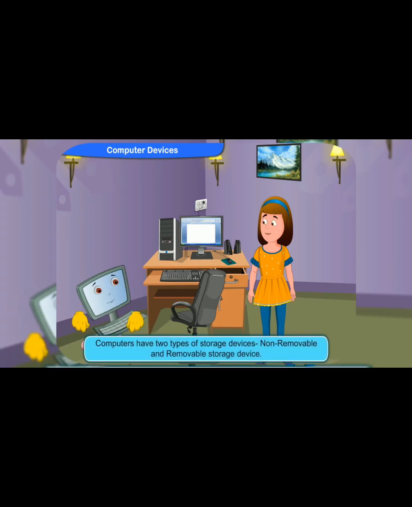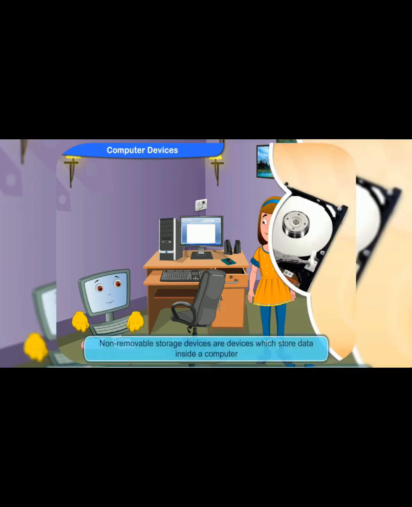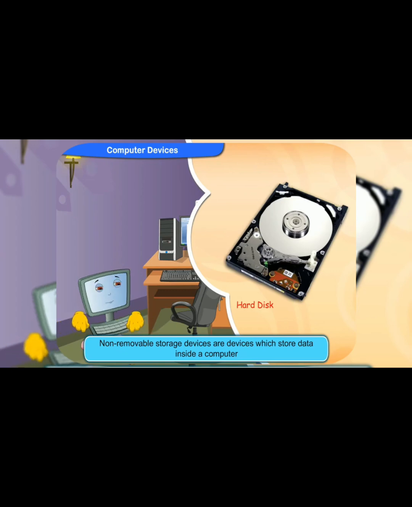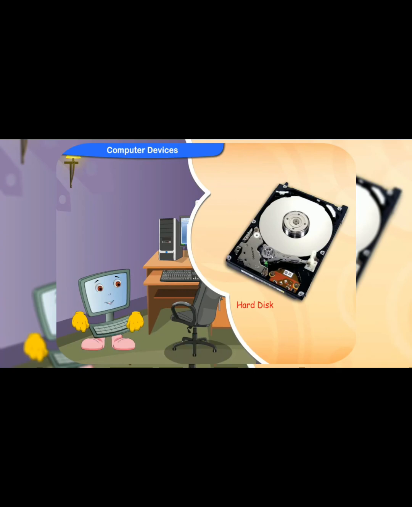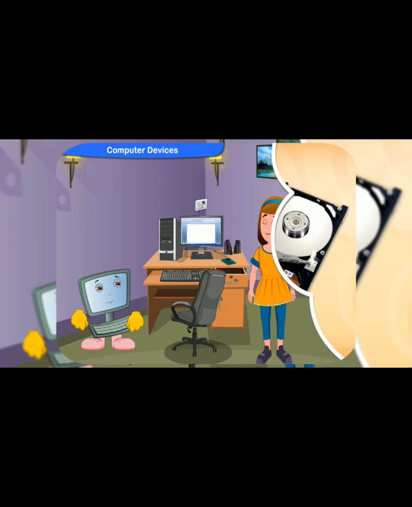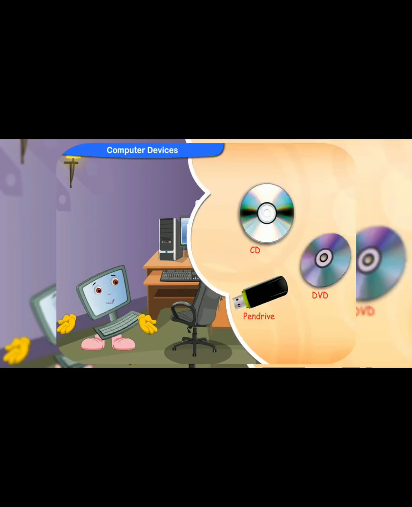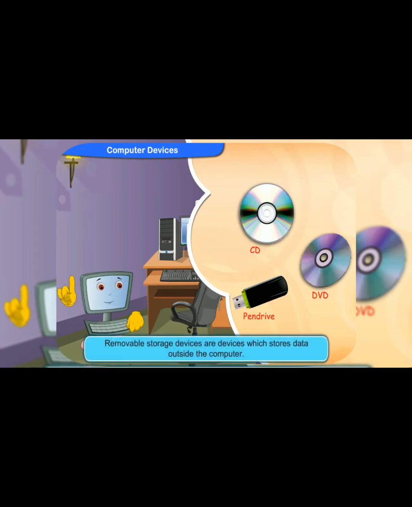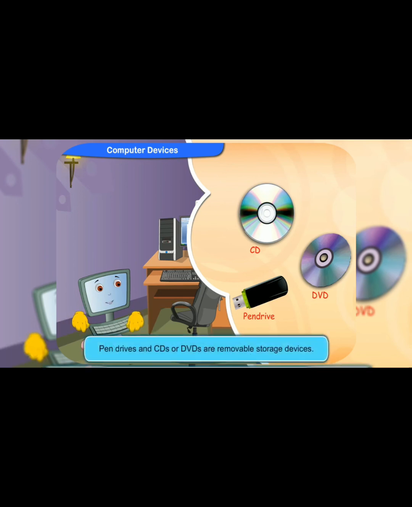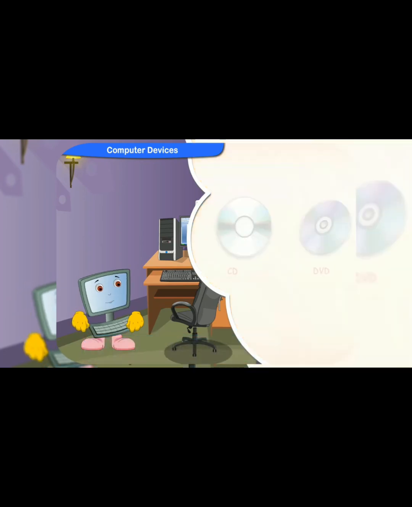Computers have two types of storage devices: non-removable and removable storage devices. Non-removable storage devices are devices which store data inside a computer. Hard disks are non-removable storage devices as they are built inside the CPU. What about CDs and DVDs? They are both removable storage devices. Removable storage devices are devices which store data outside the computer. Pen drives and CDs or DVDs are removable storage devices.